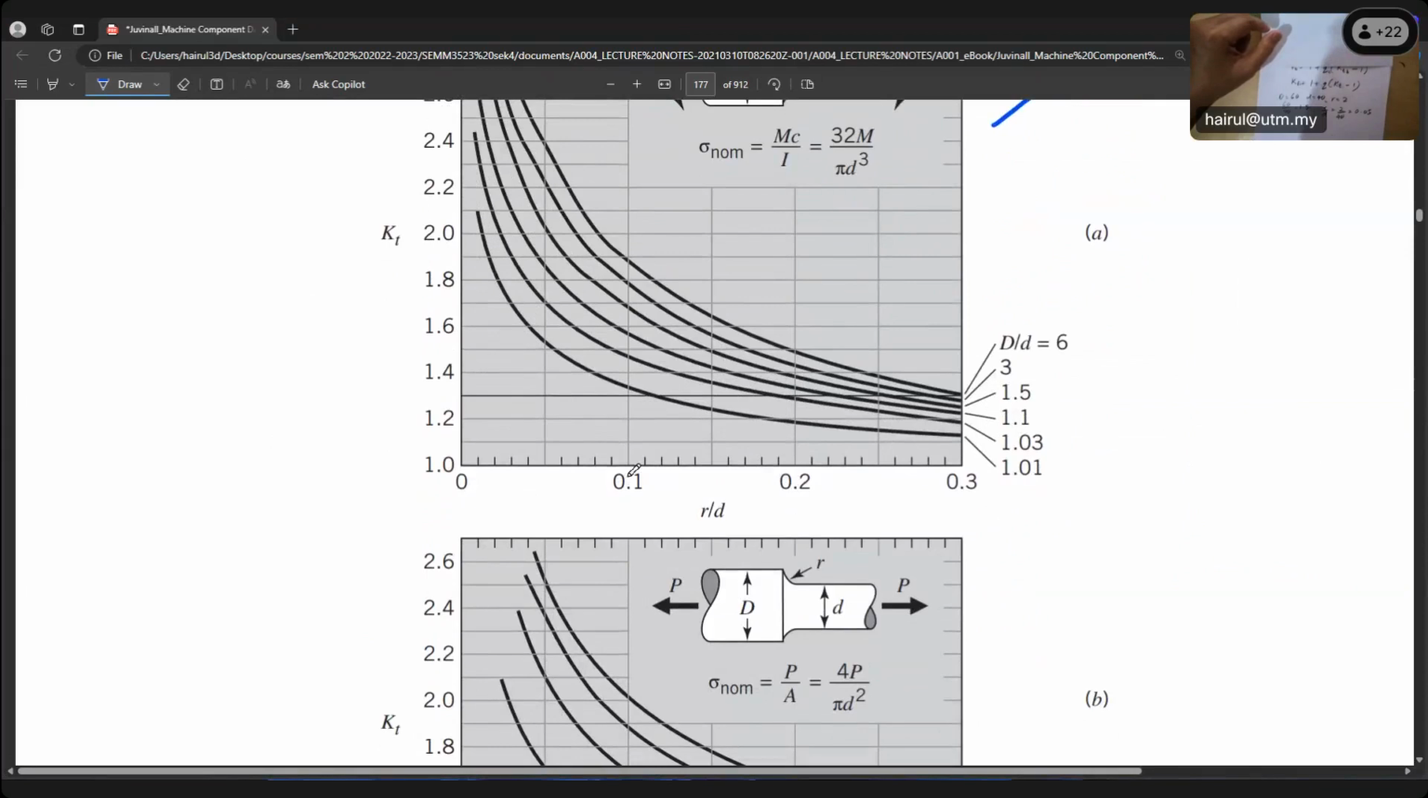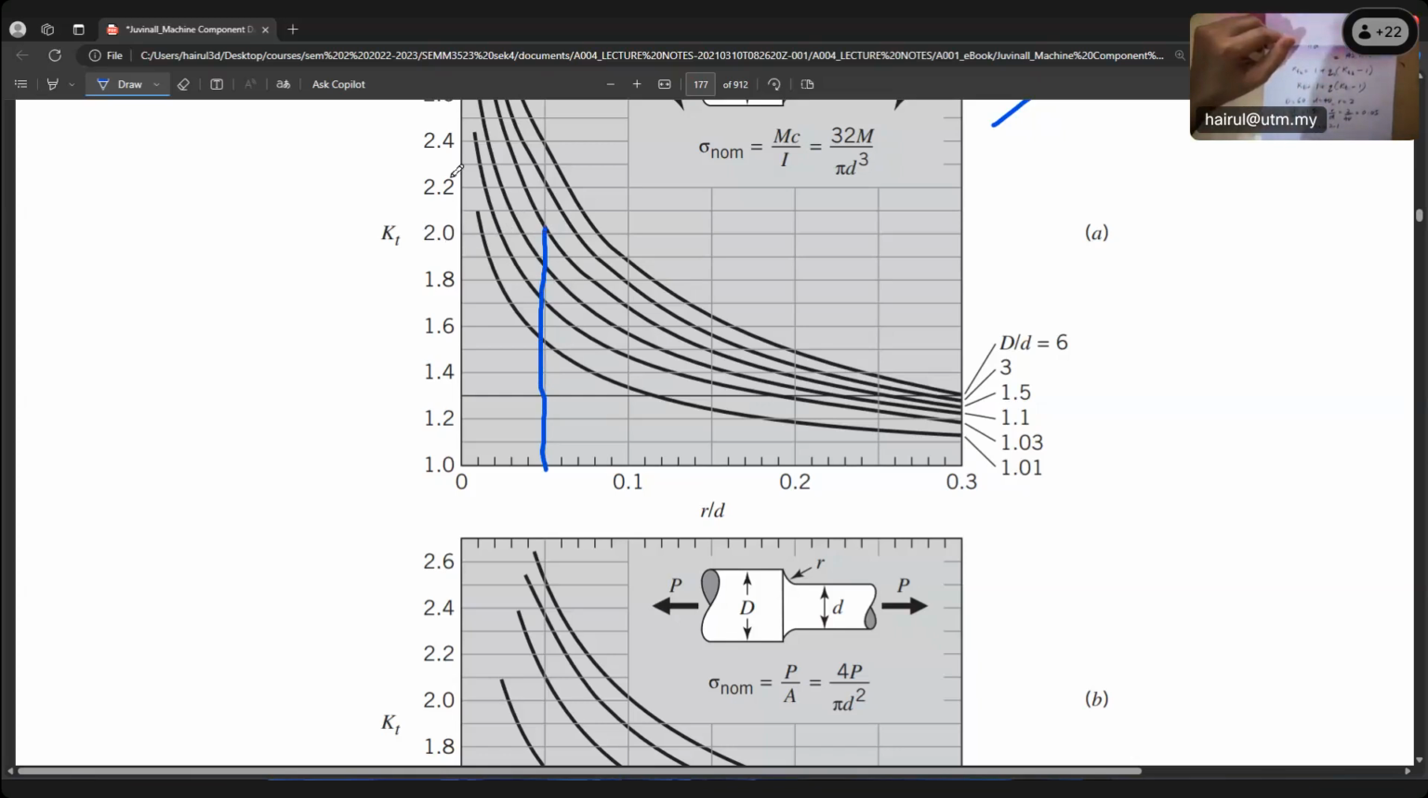So if you look on the graph, the x-axis is r over d. 0.05 is here. Can you see? This is 0.1, this is 0.05. So you bring this up until it intersects the third line, because the third line is 1.5. What do you get there? The left is your KT value. So what should be your KT for bending? It is 2.1, right? The third curve, here.